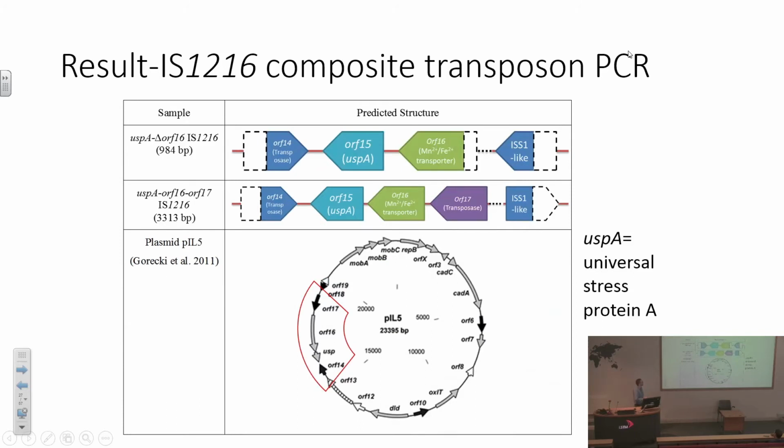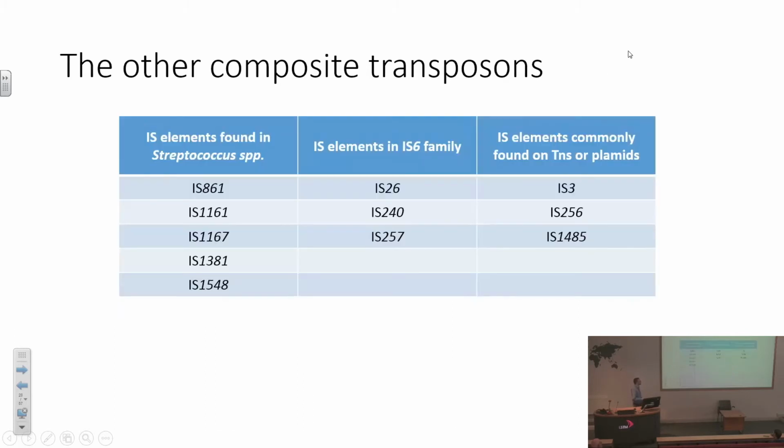Next one is USP, which was contained on a similar kind of element. And this encodes a universal stress protein, and the function of this is not actually known, but it's over-transcribed during many different stresses that the bacteria encounter apart from temperature. So while we don't know what it does, we can infer that it's likely to have a role in stress adaptation. So that worked with the IS1216.